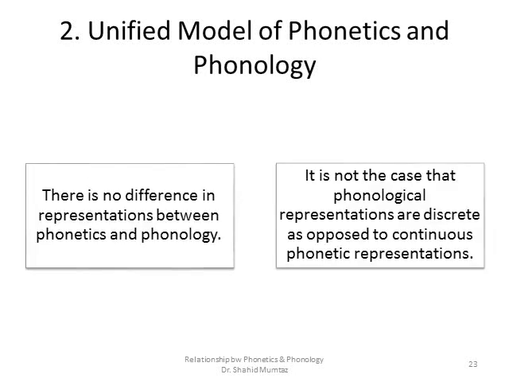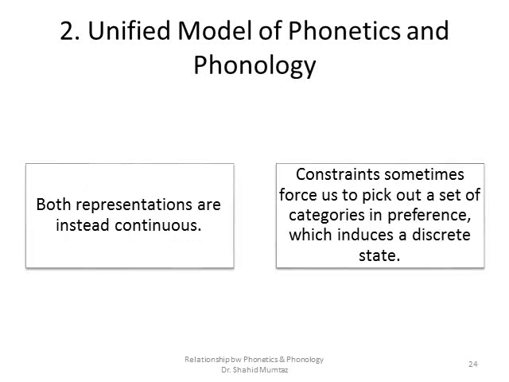The basic idea of the unified model is that there is no difference in representations between phonetics and phonology. It's not the case that phonological representations are discrete as opposed to continuous phonetic representations. Both representations are instead continuous. However, constraints sometimes force us to pick out a set of categories in preference, which induces a discrete state.